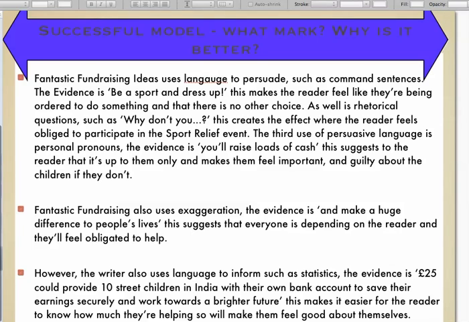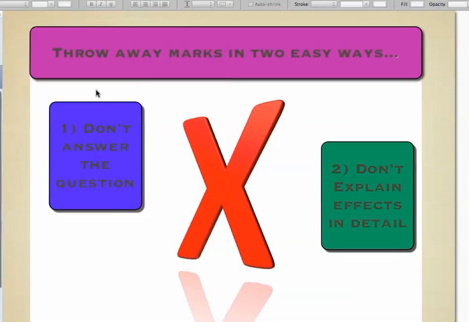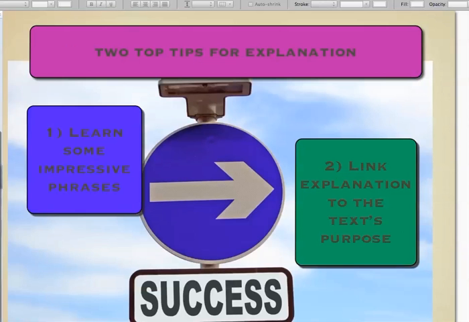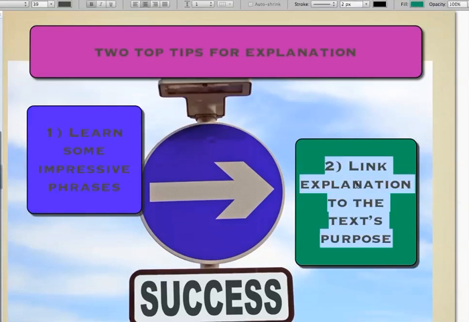You've just got to make sure you don't make these two classic mistakes of either not answering the question or not explaining the effects in detail, and you've got to learn to do this, learn some impressive phrases, and I think this is the biggie. Link your explanation to whatever the text is trying to achieve.